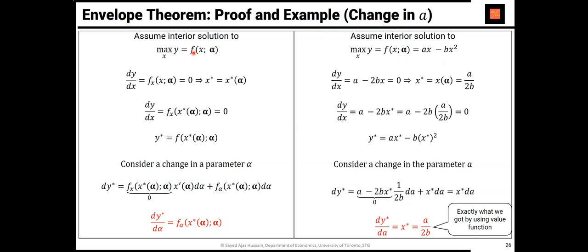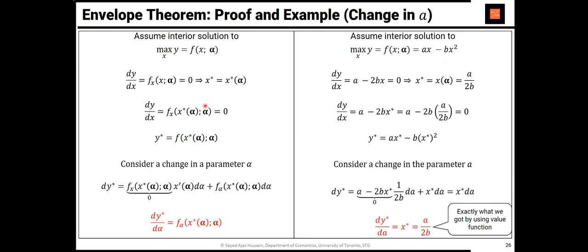Assume that you are solving a problem like this and it has an interior solution. As an example, ax minus bx squared. Since you're assuming it's an interior solution for this proof, do dy dx. You know you're going to get an equation in terms of the x's and a's and b's, which must be equal to 0. If you want, you can solve the x stars in terms of a's and b's.